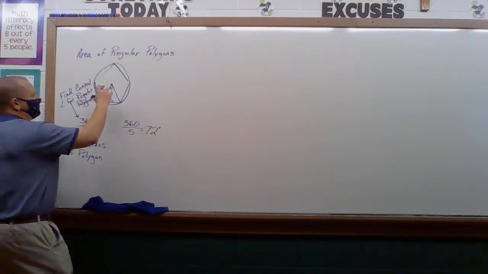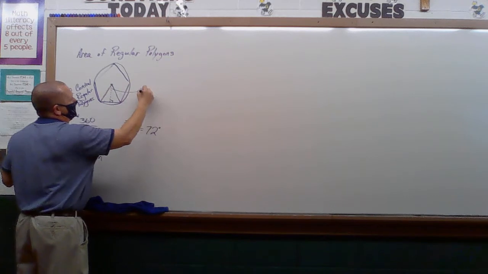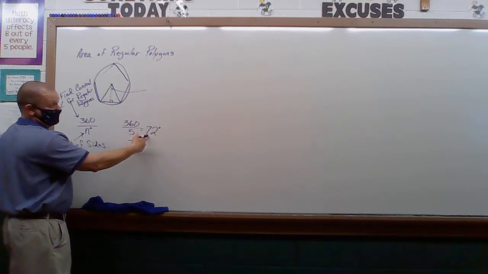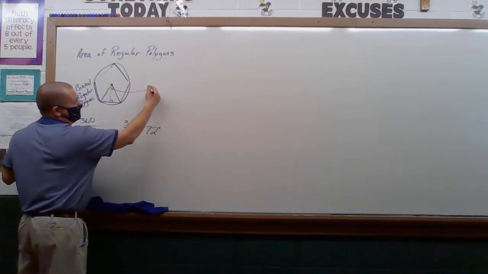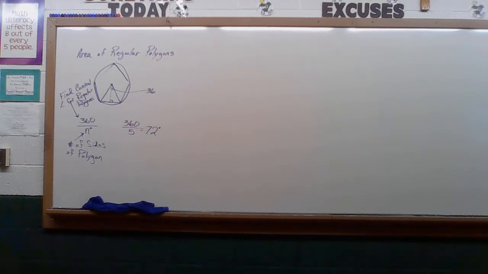And so, exactly like somebody said with the angle bisector, if I draw that altitude, this angle right here is going to be considered how much? I'm going to take whatever my central angle is and divide it by 2. So in our case, with a pentagon, we'd have 36 there.